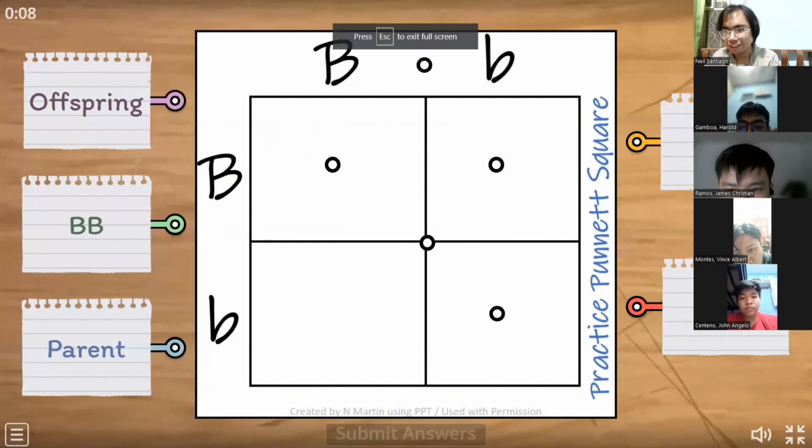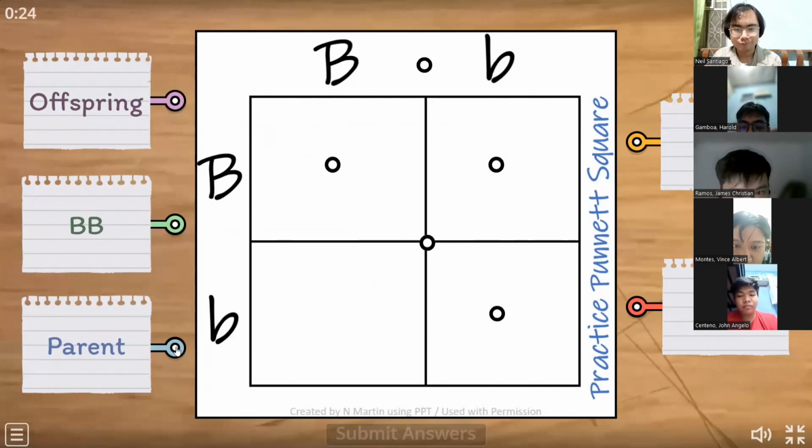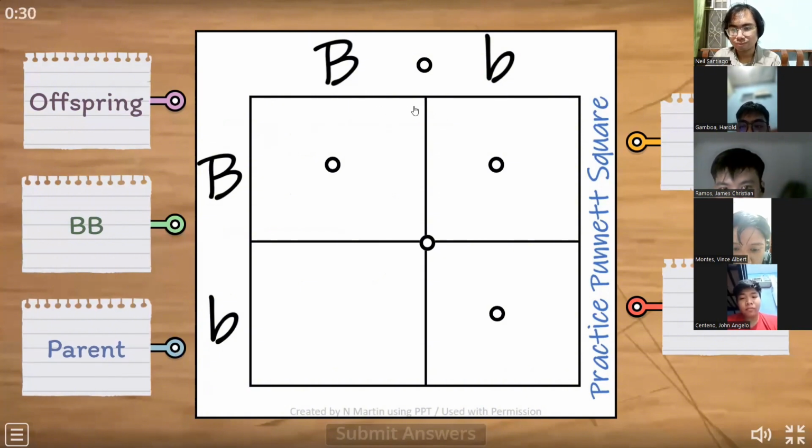Mr. Montes, can you show us here? Choose one that you wish to attach to the image. Anything. Which one here is the parent? Which of the symbols is the parent? Wait. Parent.